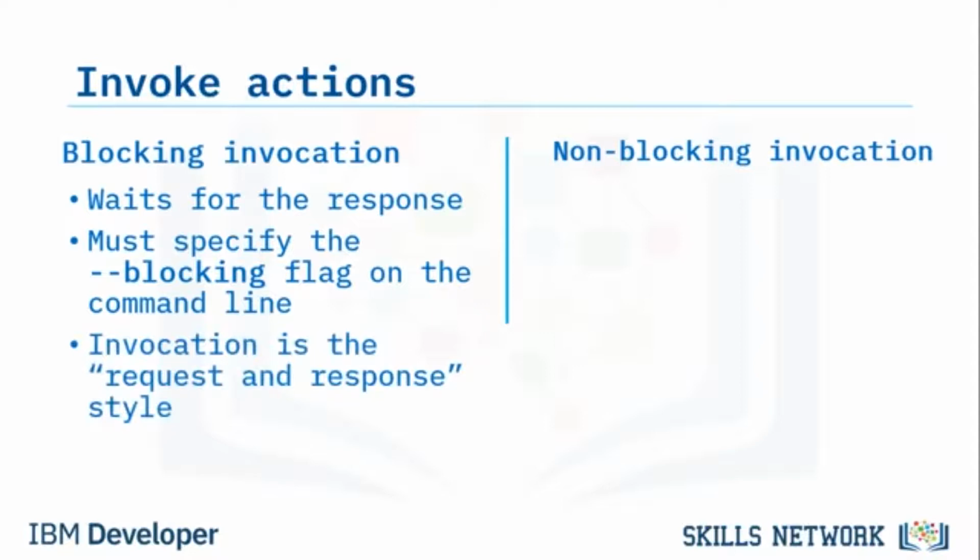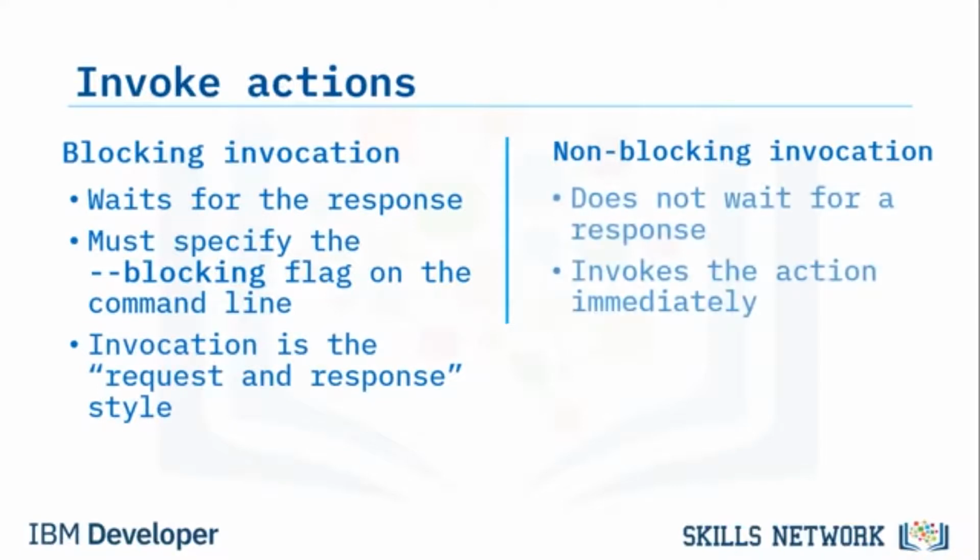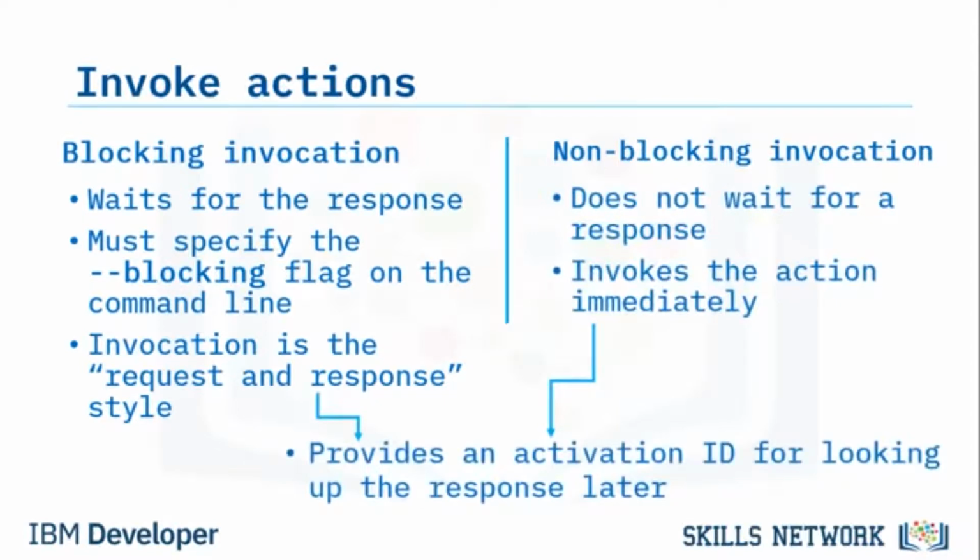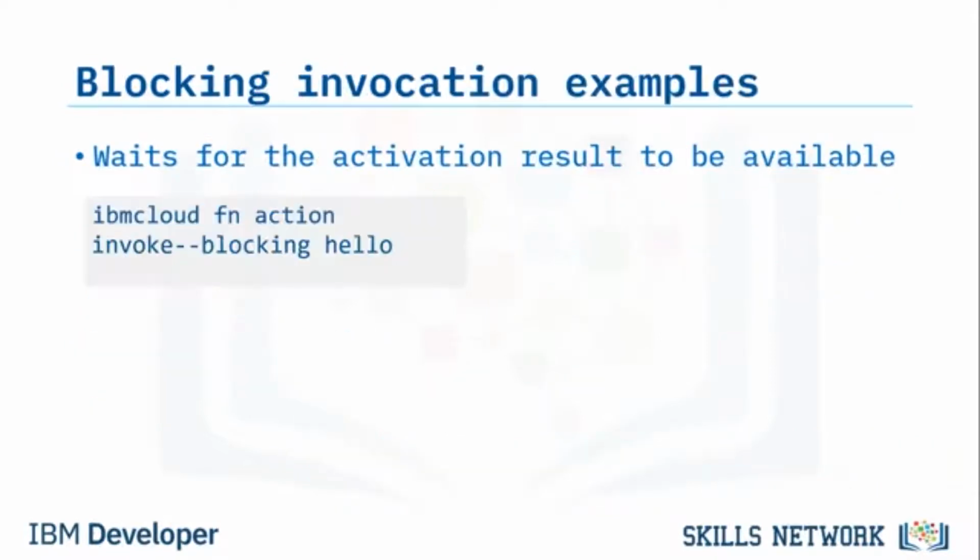You can also use a non-blocking invocation, which invokes the action immediately but does not wait for a response. Both blocking and non-blocking invocations always provide an activation ID that you can use to look up the action's response, which is part of an activation record created by the platform. A blocking invocation request waits for the activation result to be available.